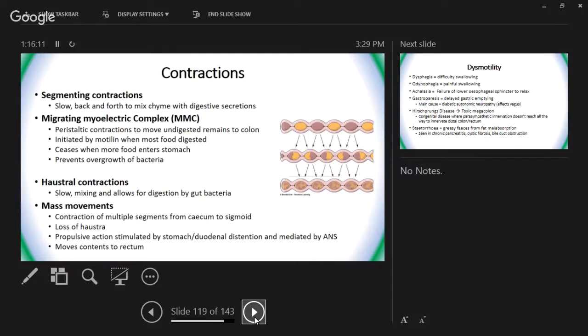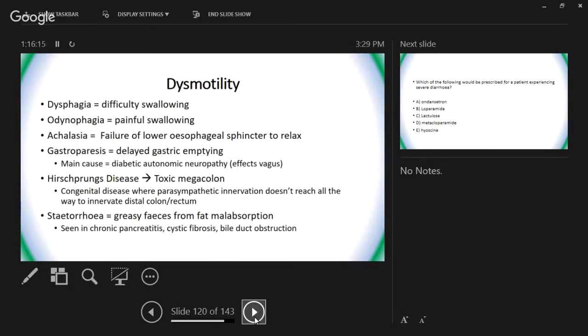Cool. Gut motility. So some disorders that you might come across: dysphagia means difficulty swallowing, whereas odynophagia is painful swallowing. And that confused everyone for a long time. So you can remember that. Activation of the oesophagus center to relax.